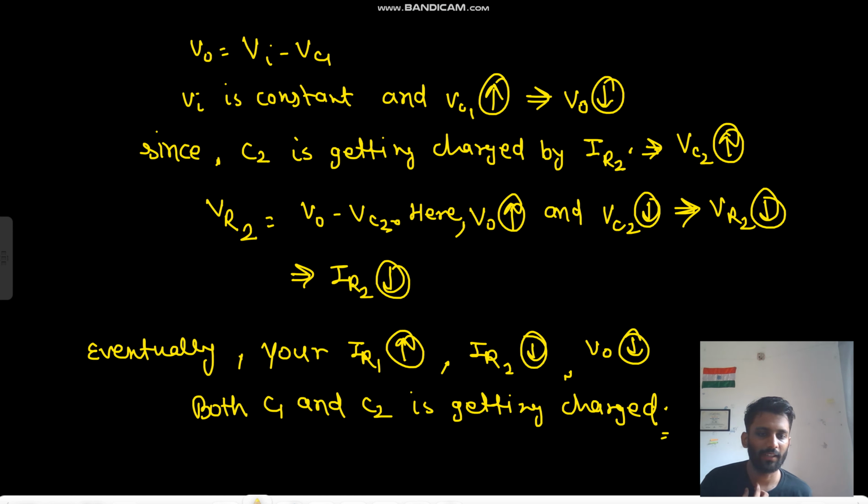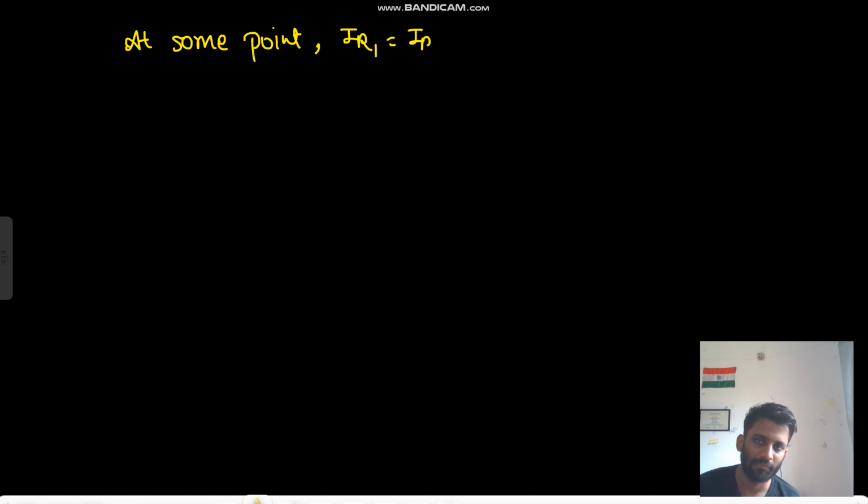So now where are we? What we are seeing is that your current IR1 is going up and IR2 is going down, and your V0 is going down. Okay, so at some point your IR1 will be equal to IR2, right? Your IR1 was going up and your IR2 was going down, so at some point both currents will be equal.